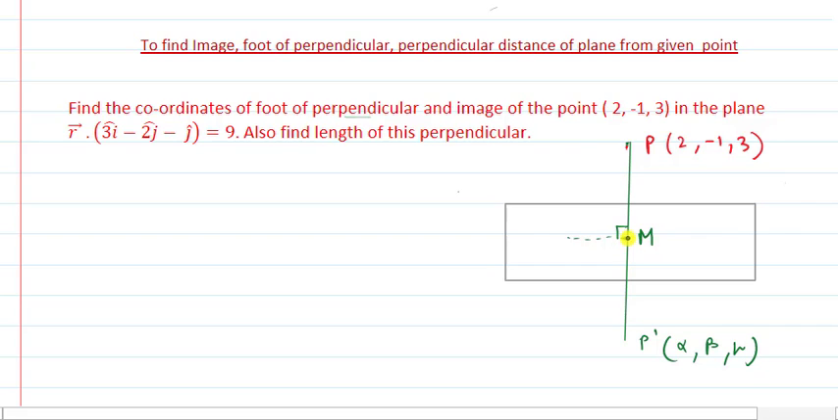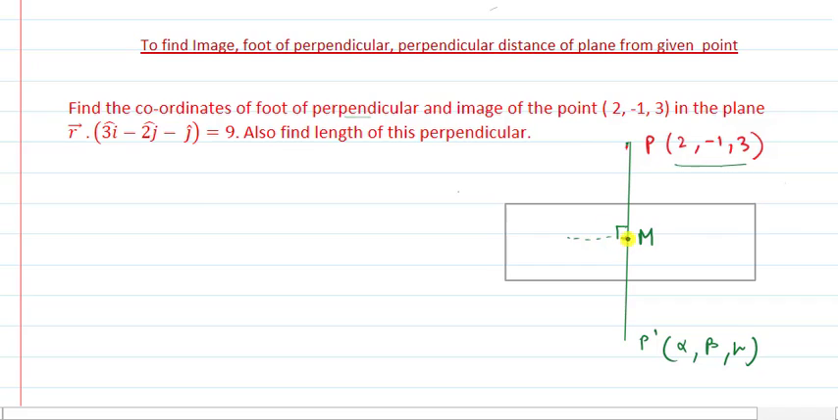So, the direction ratios of the normal to the plane are with us. These are 3, minus 2, minus 1. And these can simply be considered as the direction ratios of this line PM. And the passing point of this line PM is with us. So, I think you understood that it is very easy for us now to calculate the equation of line PM.